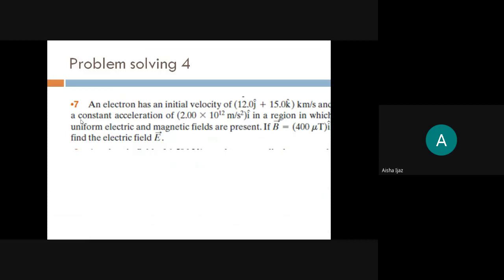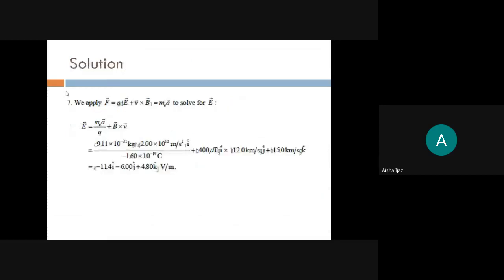So velocity is given, acceleration is now given. It means the force can be calculated just by multiplying with mass. So the electric and magnetic fields are both present. This is basically a question related to the Lorentz force. Now you will have F equal to QE plus QV cross B; that formula will be implemented. If the B value is 400 microtesla I, find the electric field. So this is the solution.